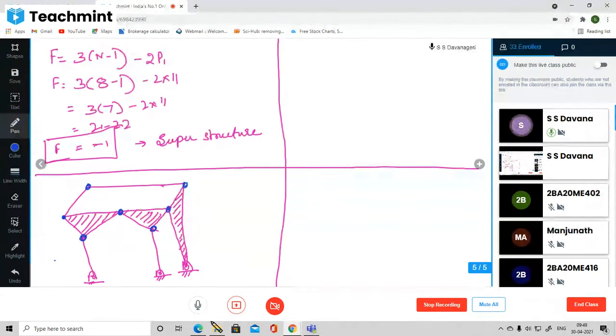Okay, now we calculate the number of binary elements, number of ternary elements, other elements, total number of links, and total number of loops. Okay, we just find out.